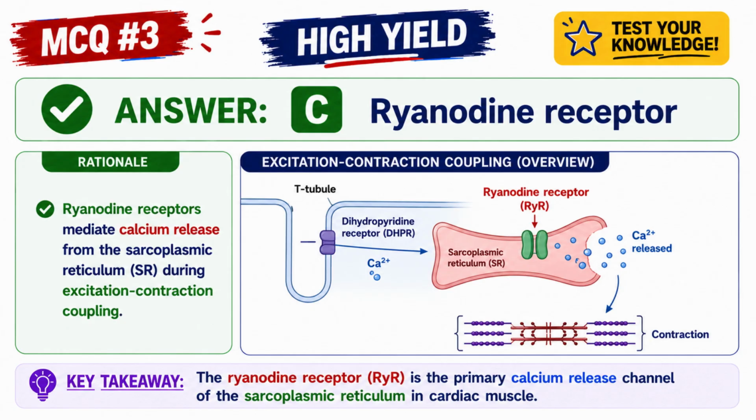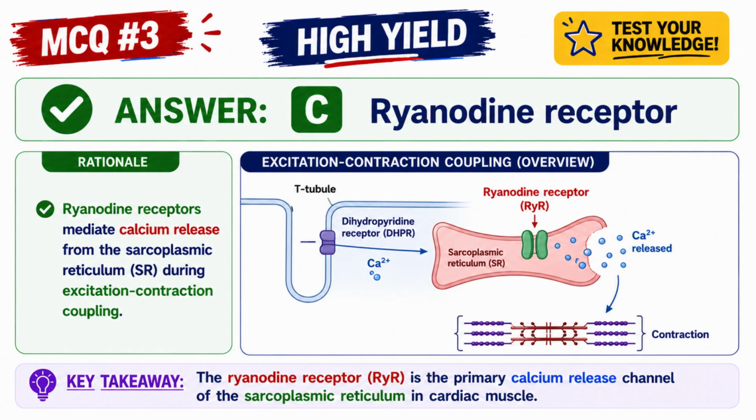Here is the sequence. The action potential depolarizes the cell membrane, travels down the T-tubules, reaches the dihydropyridine receptors, voltage-sensitive L-type calcium channels on the T-tubule membrane. These open. A small amount of calcium enters the cell from outside. That small calcium influx triggers the ryanodine receptors, calcium release channels, on the sarcoplasmic reticulum membrane. The ryanodine receptors open, and the SR releases a large flood of stored calcium into the cytoplasm. This is calcium-induced calcium release, a small trigger producing a large release.